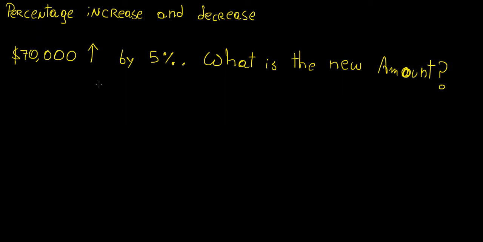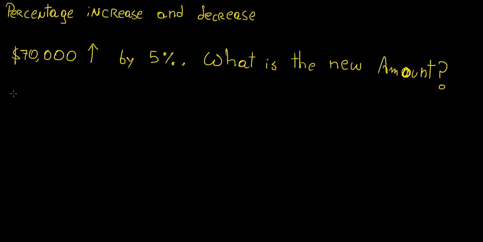So for example, house prices usually increase with time. So if we want to find out by how much something will increase based on some prediction, then we need to know how to perform these calculations. So imagine that you're starting with $70,000 and that value increases by 5%. Now we want to know what the new amount is. And there's a very easy method to do that.